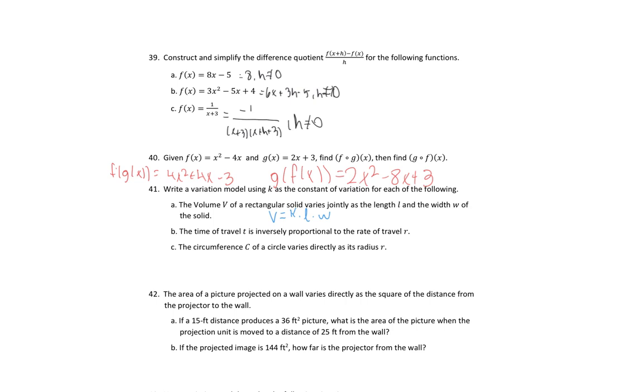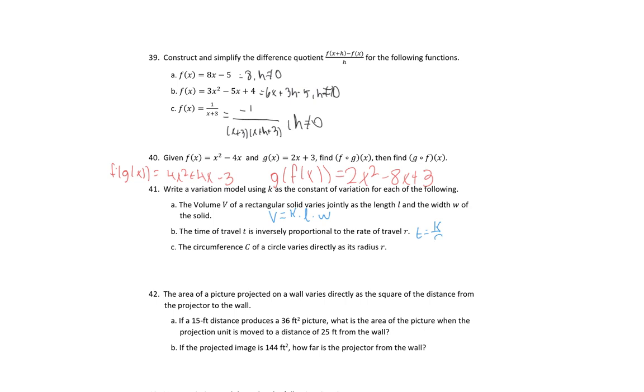So the time of travel, t, is inversely proportional to the rate of travel. So what that means is our t is going to equal, we always put our k here, and this is inversely proportional, so we're going to put it divided by r. And that's it for that one.